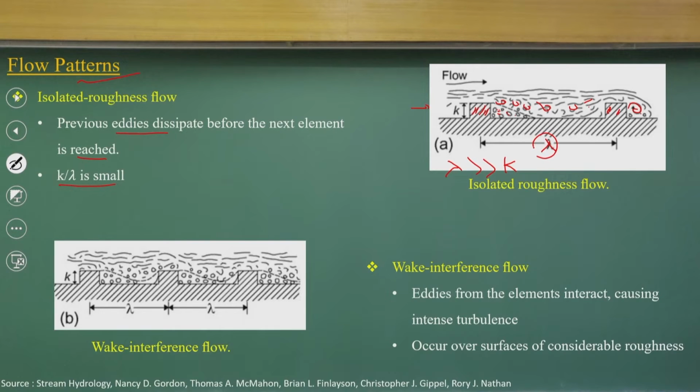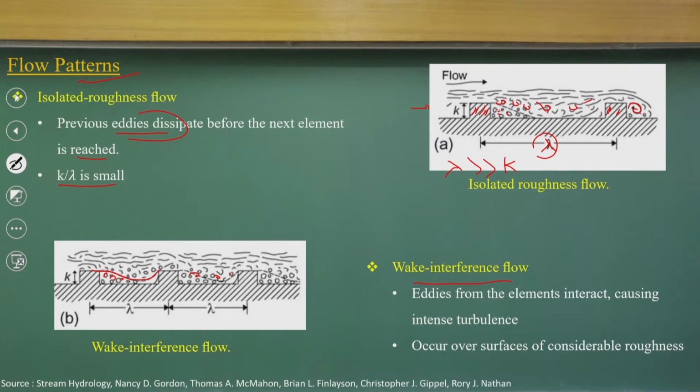Looking at the flow pattern behavior, the eddies formed by one element are dissipated by the time the flow reaches the next one. That is the basic idea. But if you have a wake interference flow, so again if lambda decreases, what will happen is that whatever eddies form will interact with the next one, and the next one interacts with the next one. So they are not independent, isolated cases.